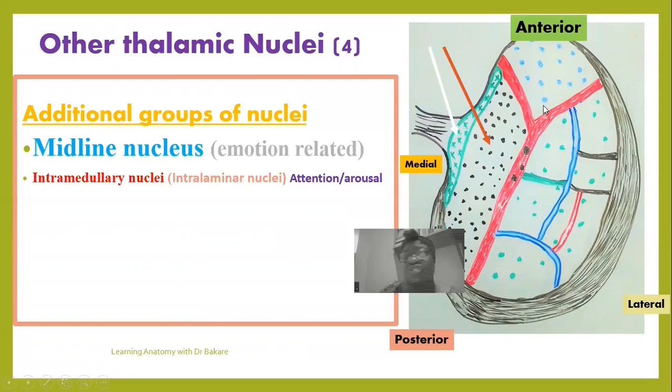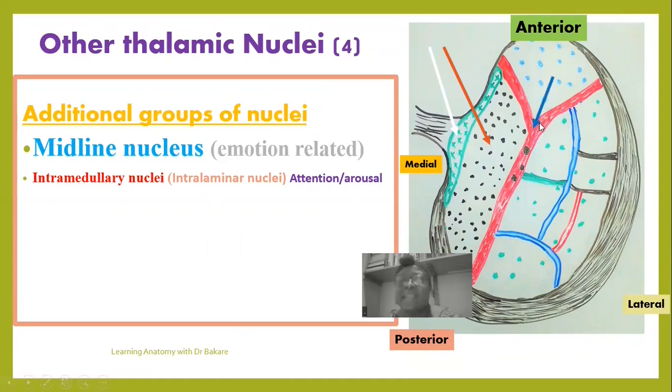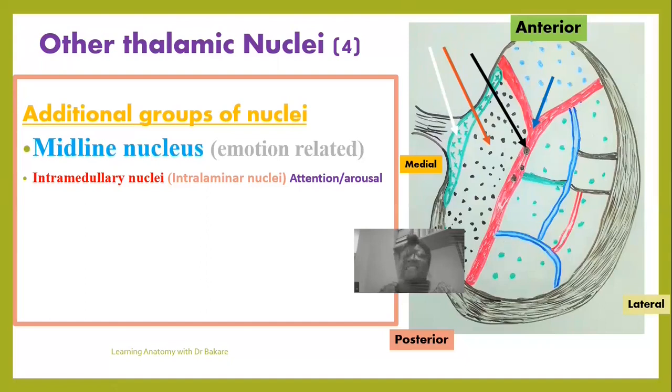Then the next one is the intramedullary nuclei. This intramedullary nuclei can also be referred to as the intralaminar nuclei. As the name implies, remember we described this Y-shaped configuration here that tends to divide the thalamus into the three major subgroups of thalamic nuclei that we initially established. This is where we have the internal medullary lamina. This is the structure here, arrowed in blue. And within the internal medullary lamina is where we have this intramedullary nuclei. Intra means within. So there is a group of nuclei that are located within the internal medullary lamina, which is arrowed here in black. And this group of nuclei are responsible for attention and also arousal.